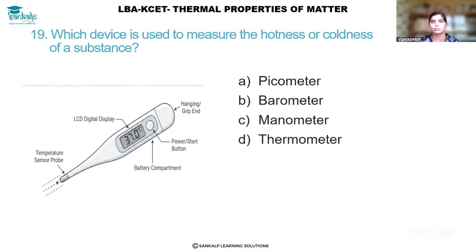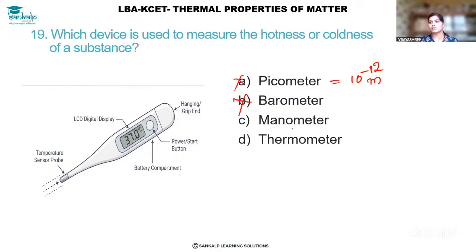So what is given in the first option? Picometer. Picometer is a unit of length. 1 picometer is 10 to the power minus 12 meter. It is a unit of length. 1 picometer is equal to 10 to the power minus 12 meter. So it is not our answer. Barometer measures atmospheric pressure. Barometer is the instrument which is used to measure atmospheric pressure. It is not used to measure the hotness or coldness of the body. Barometer is a wrong option.